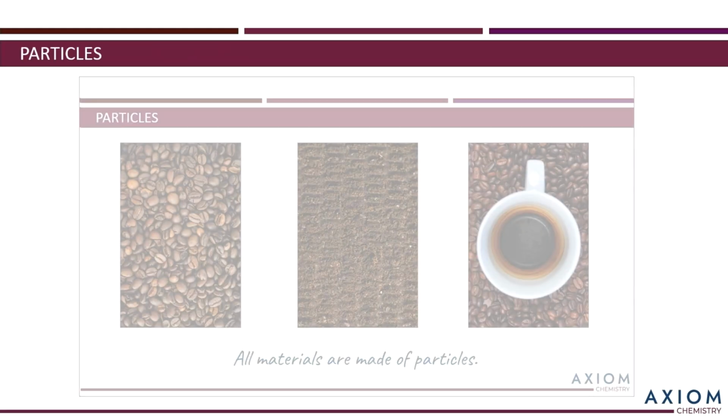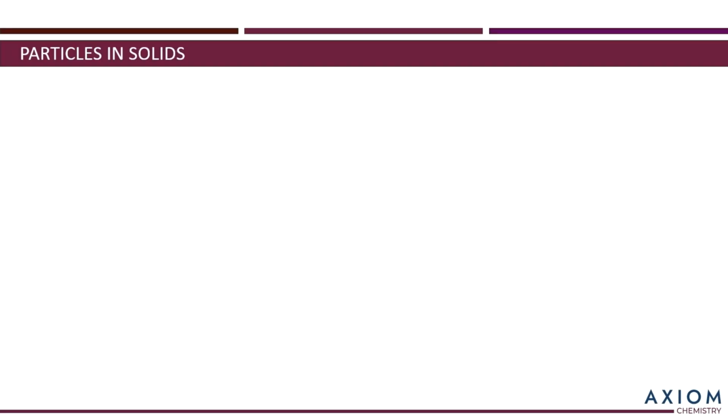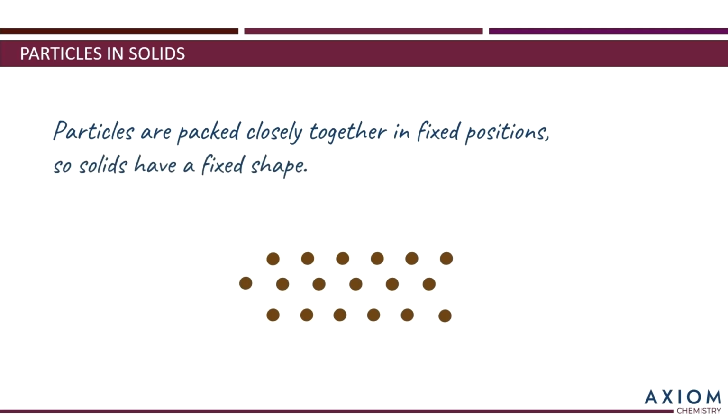Okay, we have already seen that all materials are made of particles. And let's start by thinking about particles in a solid. So, in a solid, particles are packed closely together in fixed positions, something like this. You can see that's a very neat, regular arrangement. Because they're packed closely together in fixed positions, solids have a fixed shape. And because they're all in fixed positions very close together, we can't move through them. If you poke a gold bar with your finger, it's not going to give way like water in a glass.